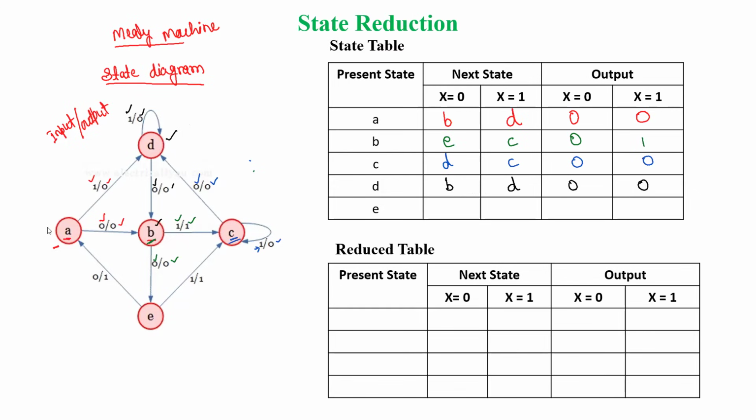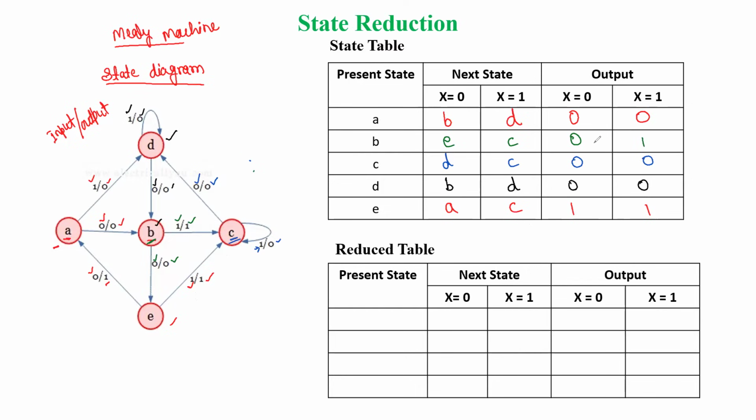One more state is remaining, that is E. When we are at E, if input is 0, we are going to move to A. So the next state is A, and the corresponding output is 1. So that 1 is written here. Now when we are at E and input is 1, the next state is C, so C will be written here, and the corresponding output is 1. So this 1 should be written here.